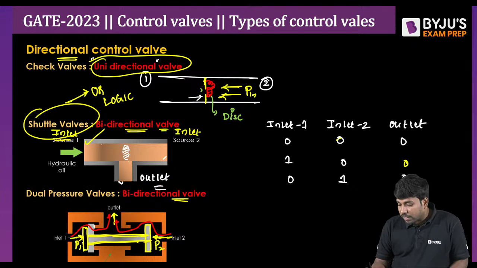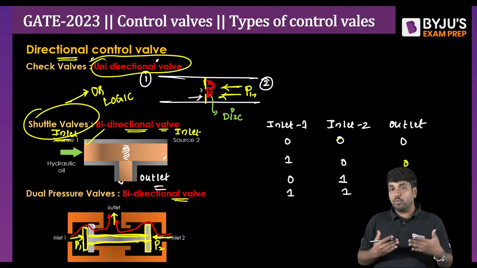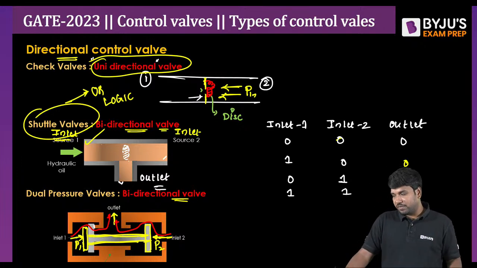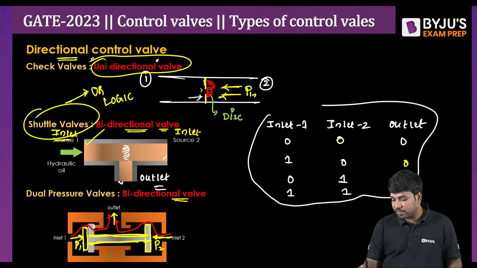This means that if the pressure on both sides is same and if the fluid is allowed from both the inlets, then the output will be equal to 1. What kind of logic is this? Anyone? Look at this table and tell me what kind of logic this is, right? So this clearly states that it is AND logic. Am I right? This is clear AND logic.